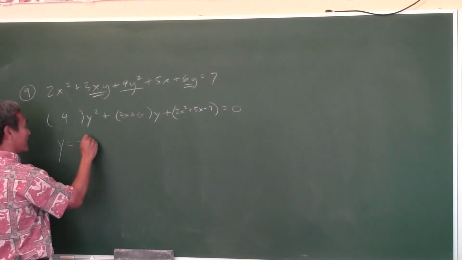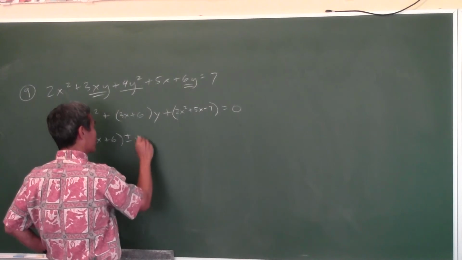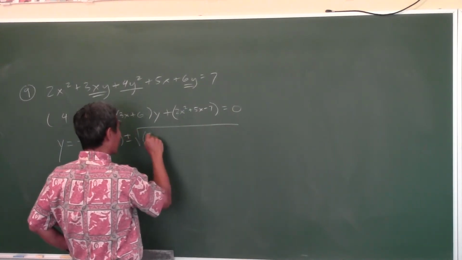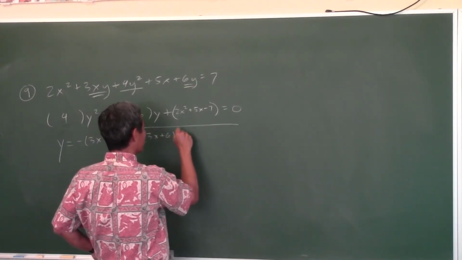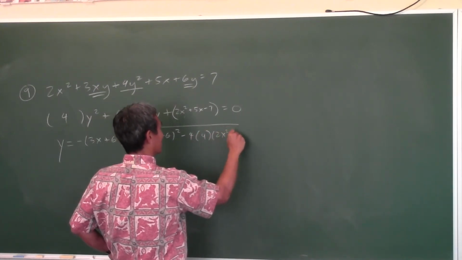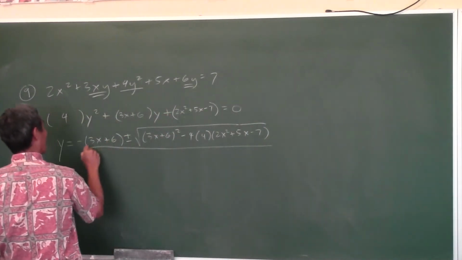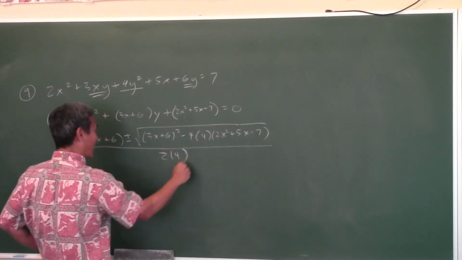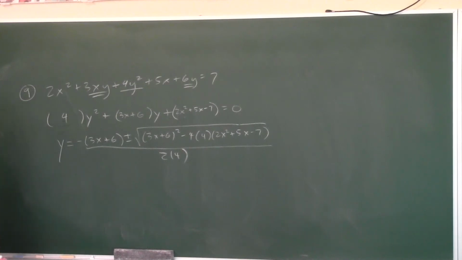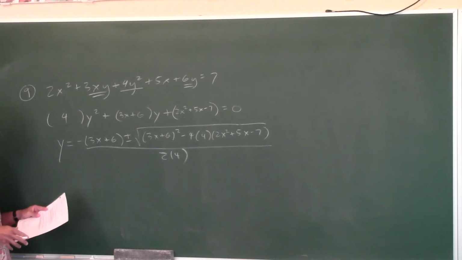y equals negative b plus or minus the square root of b squared minus 4ac, all over 2a. And then simplify it, like the answer I have on the bottom. See how it's simplified? Punch it in on your calculator.